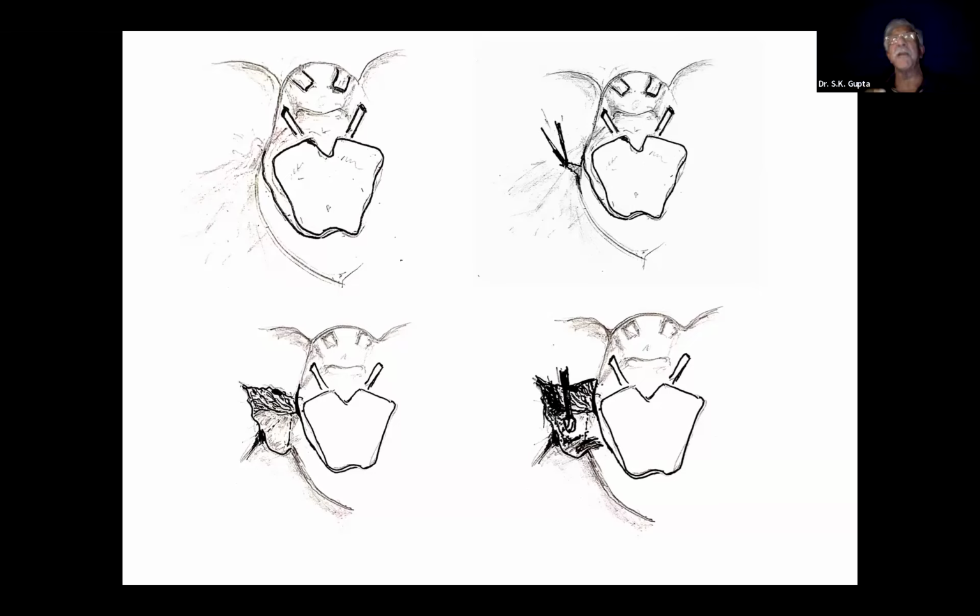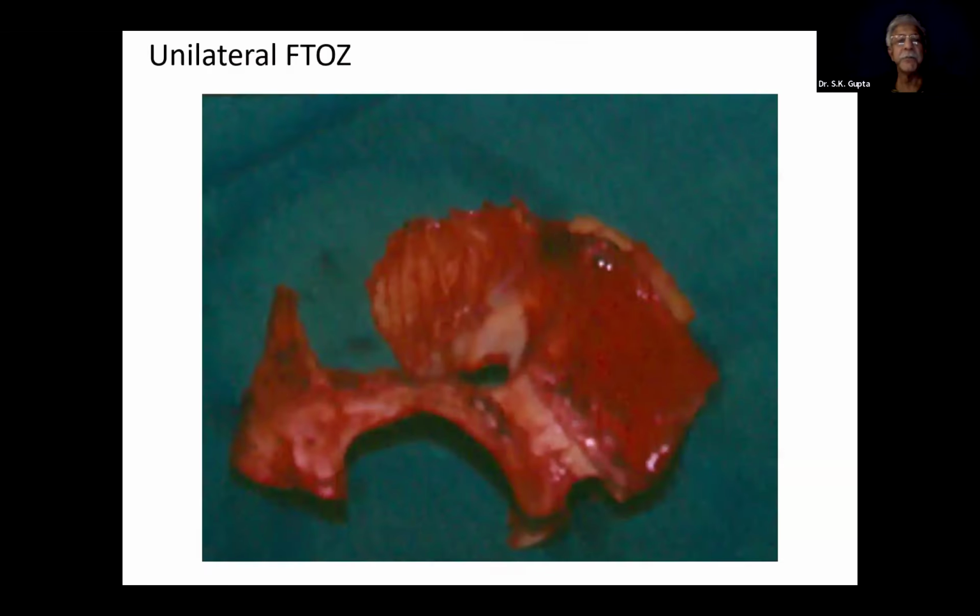Sometimes the tumor is soft, you need not do a very extensive petrosectomy. If the tumor is firm and fibrous, you have to do a more extensive petrosectomy. So you determine the amount of bone you have to remove depending on the consistency and the nature of the tumor.